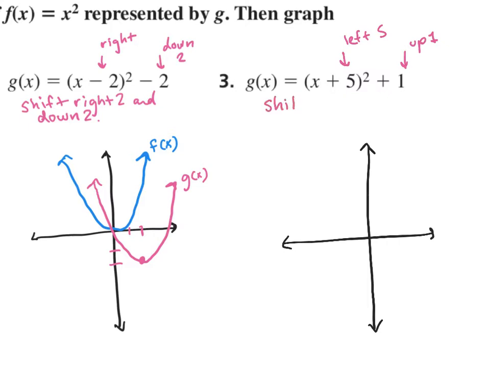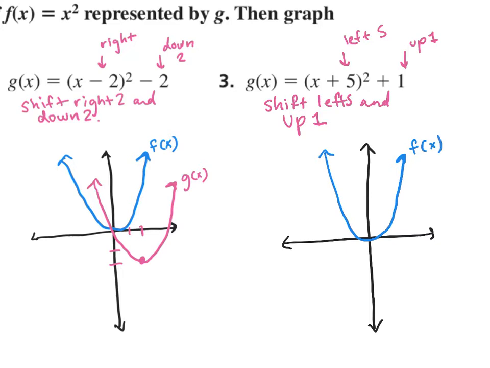So we shift left 5 and up 1. So our parent just goes through the origin there. That's our f of x graph.